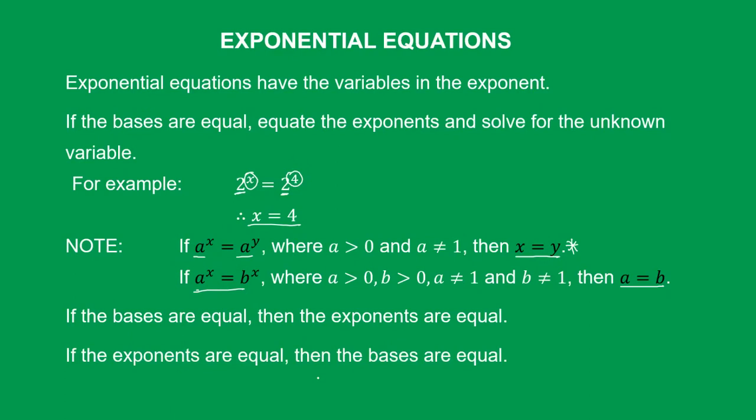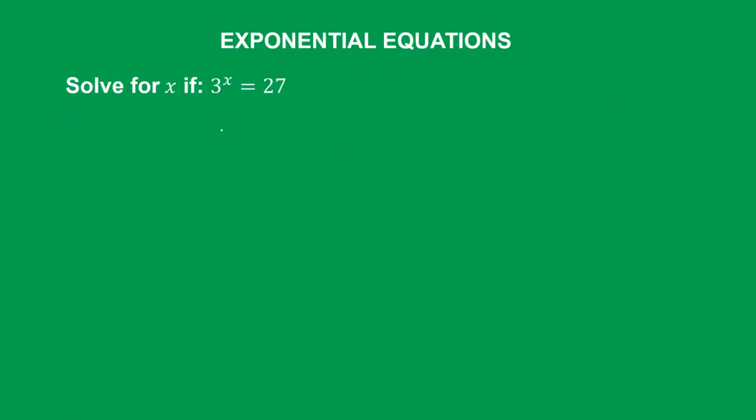Let's check examples. We're solving for x. We must have a single power on the left-hand side and a single power on the right-hand side. 27 is written as a power: 3 to the power x is equal to 3 to the power 3. Now the bases are equal. We can say therefore x is equal to 3.